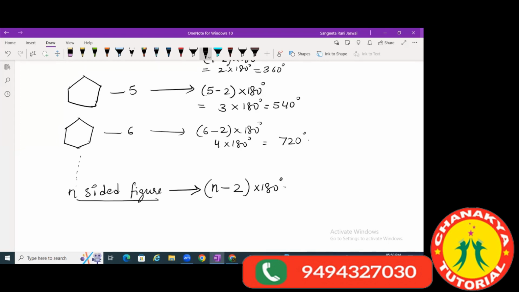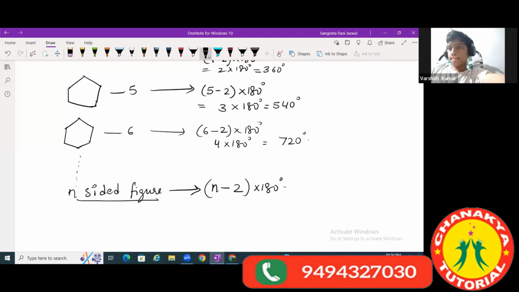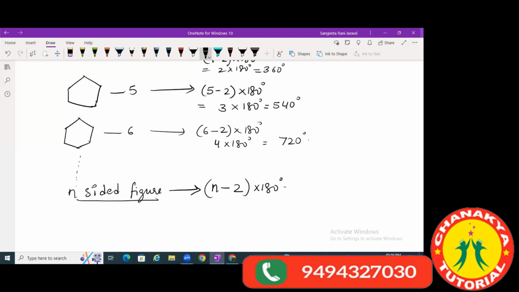Shrishta, a little bit, could you scroll up? Yes, ma'am. Shrestha, is that clear? Yes, ma'am. Okay. Gaganna? Yes, ma'am. Varshit? Yes, ma'am. Okay, Raheem? Yes, ma'am. Ronit? Yes, ma'am. Ronit, keep your video on, beta.